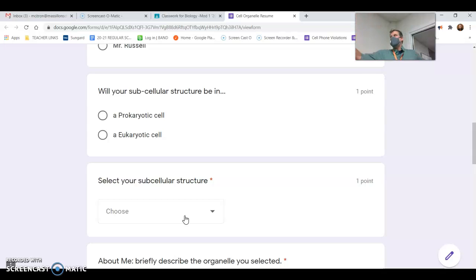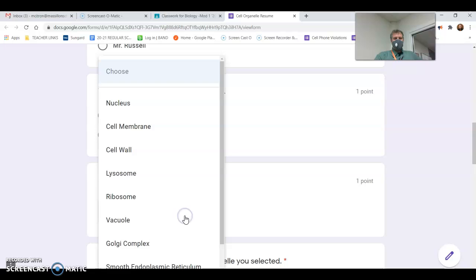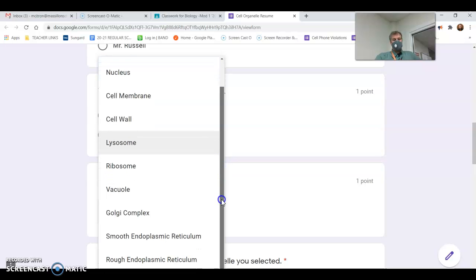All right, so you have to pick which one yours is going to be in. And then from the list, you're going to select which one of these organelles is the one you're interested in doing. Now you may have noticed that as I was going through the 3 job tiles, I didn't mention two of those, did I? Which 2 didn't I mention from that list?